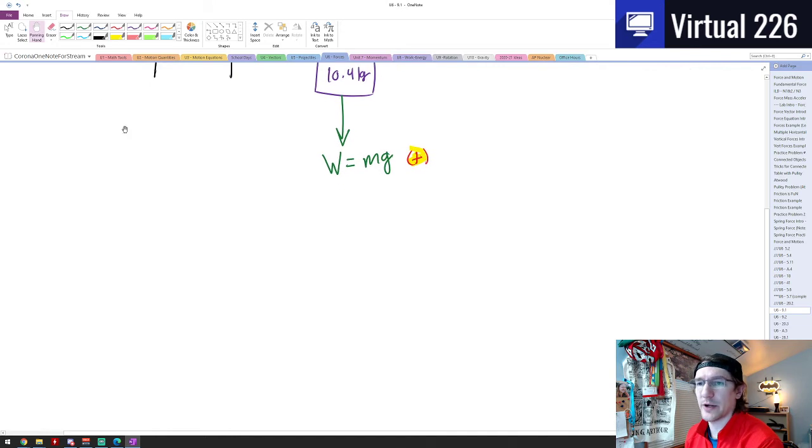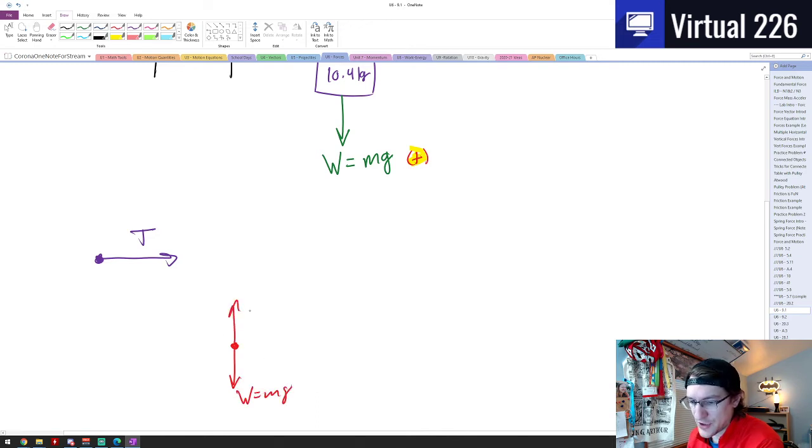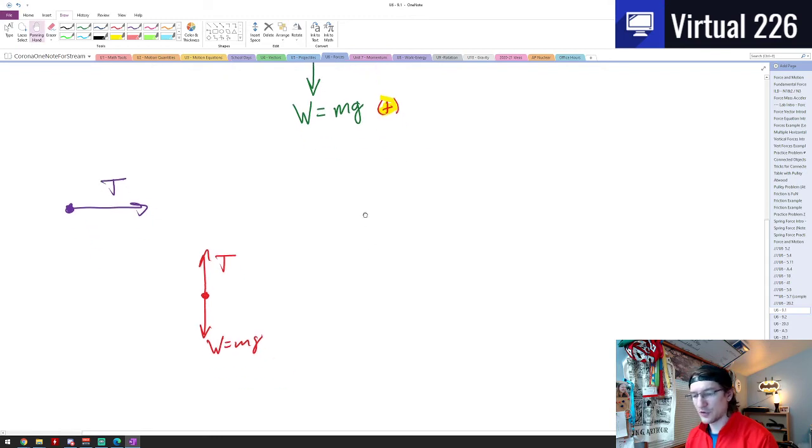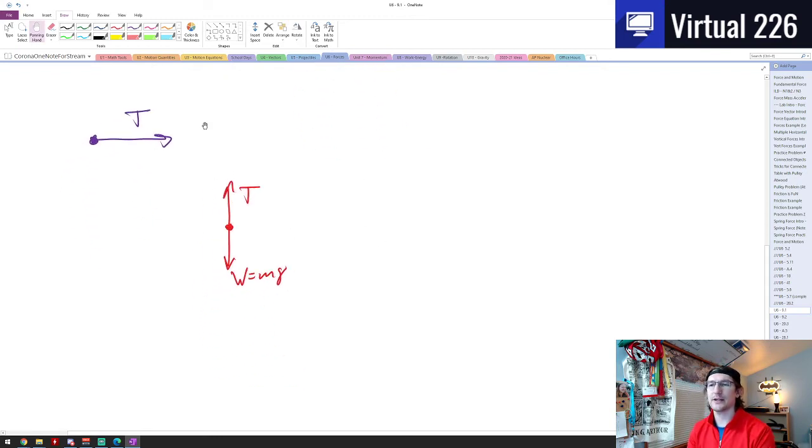So if we drew a free body diagram for our top object, it would have a tension acting like this. For our second object, the one hanging, it would have a weight equals mg and a tension acting back on it like that. So with these two free body diagrams, we could write two F equals ma equations regarding that, and then see where that would take us.